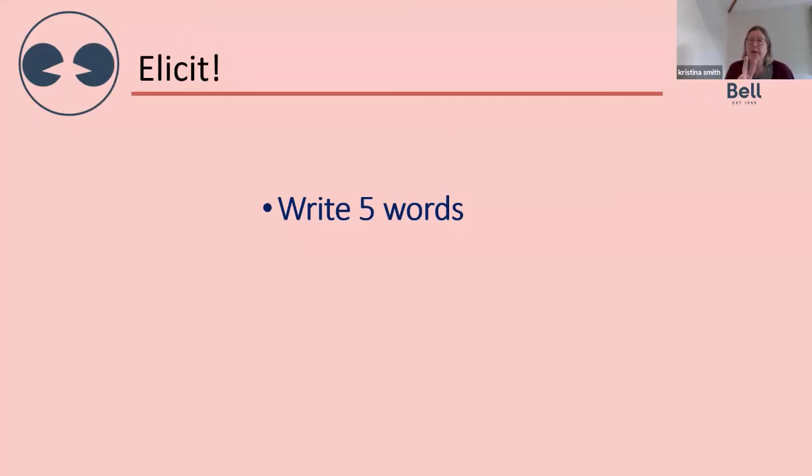Going to give you 2 minutes to write your words and think about how you're going to elicit before we go into breakout rooms.